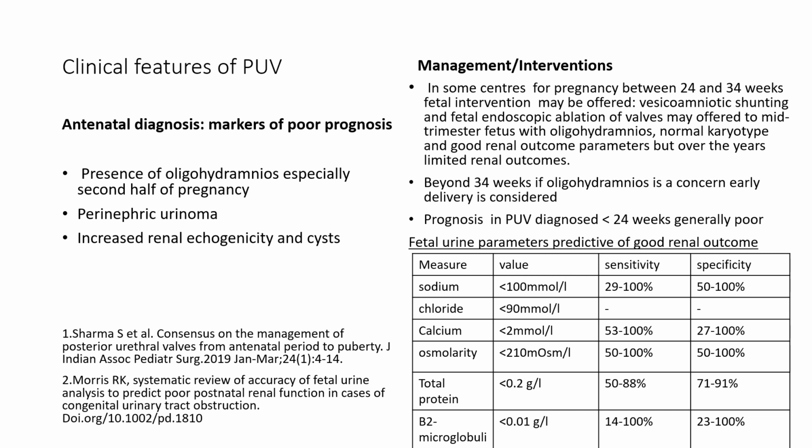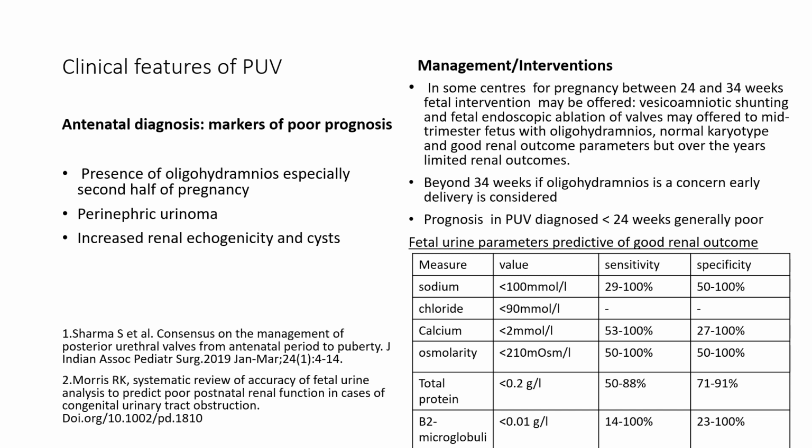Now, before these interventions are offered, the doctors need to make sure that the fetus has a normal karyotype and that there is a good likelihood that the patient will have normal or good renal outcomes. So what do they use to prognosticate in terms of renal output? They aspirate some of the fetal urine from the fetal bladder and measure parameters such as sodium, which if it's less than 100 millimoles per liter, or chloride of less than 90, or if the osmolarity is less than 210, or if the total protein and the beta-2 microglobulin fall below established thresholds, then they would consider the prognosis for renal outcome to be good, and they would then consider intervening.